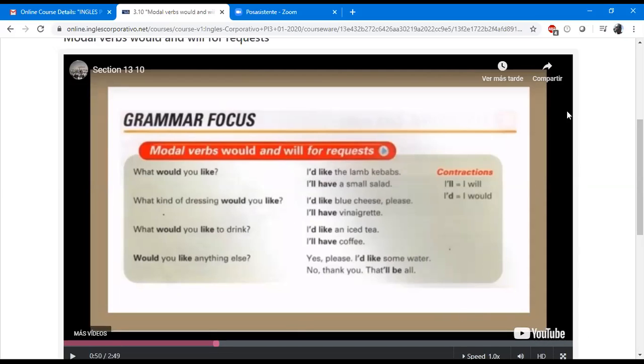I like the lamb kebabs. Kebabs. I'll have a small salad. I like blue cheese, please. I have vinaigrette. I like an iced tea. I'll have coffee. Yes, please. I like some water. No, thank you. That'll be all.